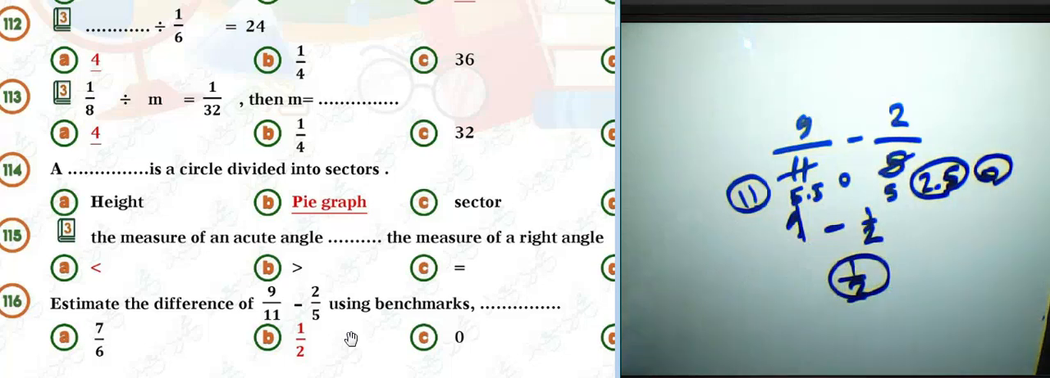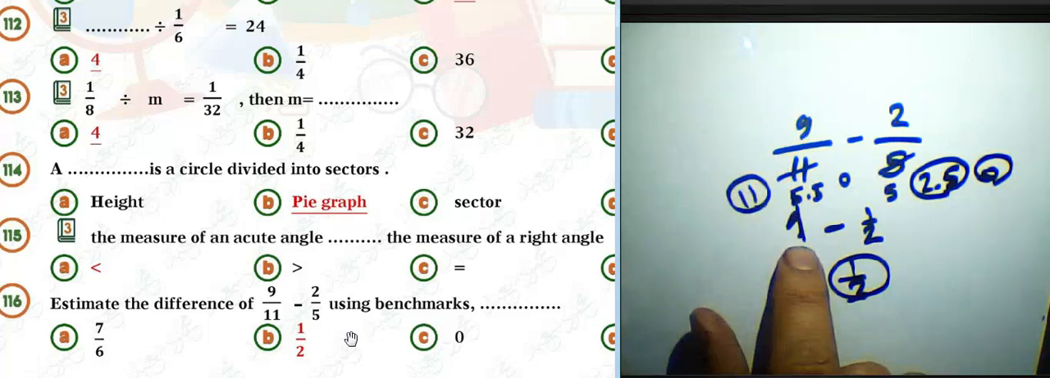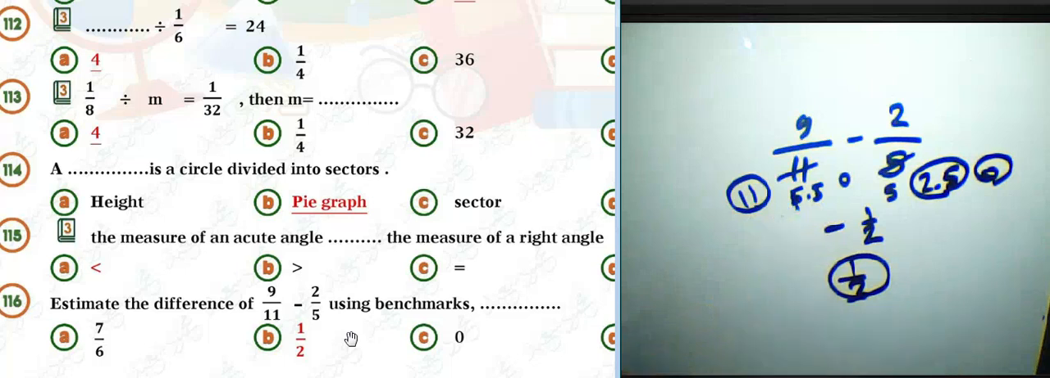Okay, understood the estimation or not? It is called the benchmarks again. 9 over 11, 9 is nearest to 11. So 11 divided by 11 equals 1. Write 1 here. And 2 is nearest to half of 5. Half of 5 equals 2.5. So the difference between 1 and half equals 1 over 2.